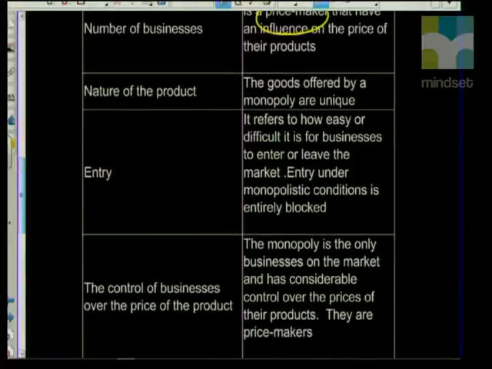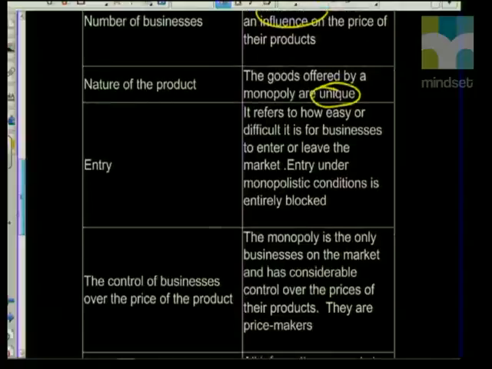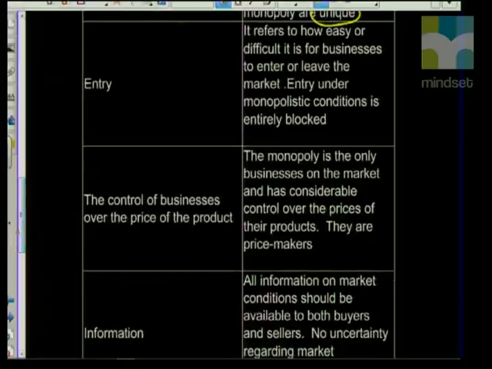The nature of the product, the type of product: when you are the sole owner of a specific resource and you are the only person who has the right, for instance, to make available a certain product or a service, you have control over it. That means that your product must be unique. In other words, other people cannot copy it, or they don't have access to the resources to be able to manufacture that product.